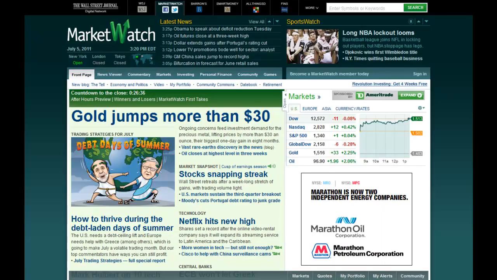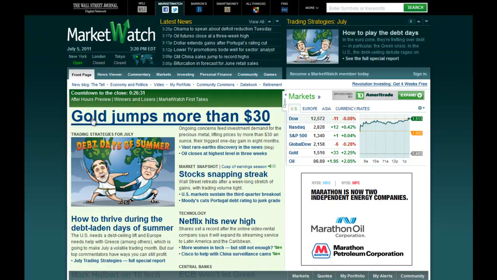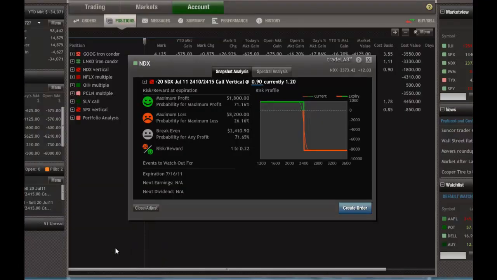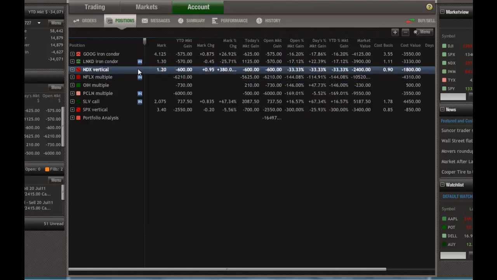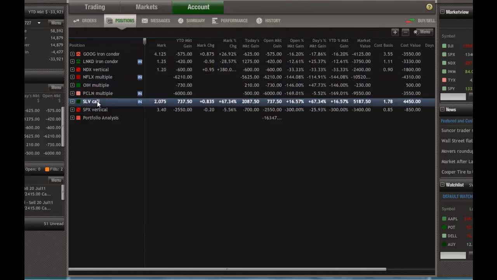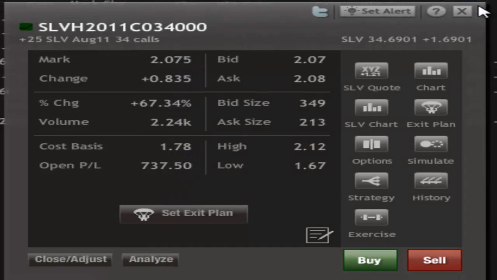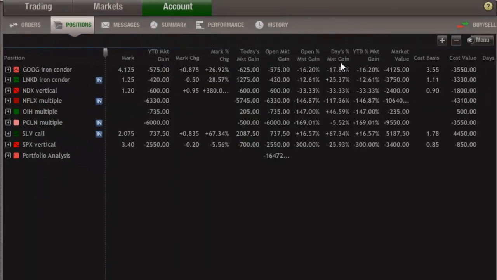What else is going on? We talked about a bullish long call in silver last week. Well, gold's jumping more than 30 bucks today. And as we talked about in our previous market intel brief, let's close this trade for now. Let's take a look at that silver position. Looking pretty good here. Our cost basis is $1.78, and right now it's about $2. So, a little bit of profit in a week there, not too shabby.